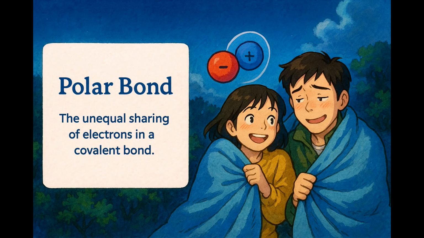Imagine you're sharing a blanket with someone on a cold night, but your partner keeps hogging most of it. This uneven distribution of the blanket is similar to the unequal sharing of electrons in a polar covalent bond. Just like one person ends up with more of the blanket, in a polar bond, one atom attracts the shared electrons more strongly, creating a partial negative charge, while the other atom becomes partially positive, much like the chilly person left with less blanket.